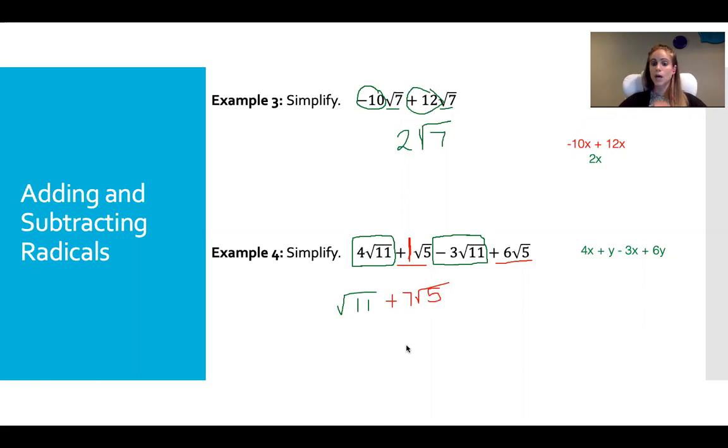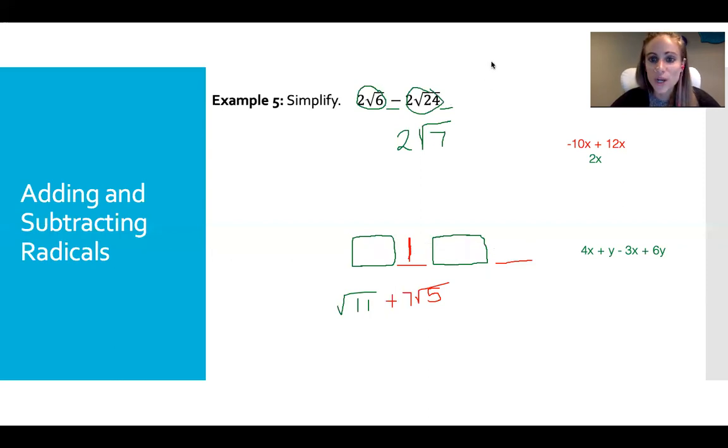All right. Am I finished, or can I simplify it further? I am finished. This is the simplified answer because I don't have any more like terms. And if I look at my radicals, the square root of 11, that's a prime number and it's not a perfect square. Same with 5, prime number, not a perfect square. So there is no further simplification that I can do. And this would be another example of an irrational number because if I convert them to decimals, they would not terminate and they would not repeat.